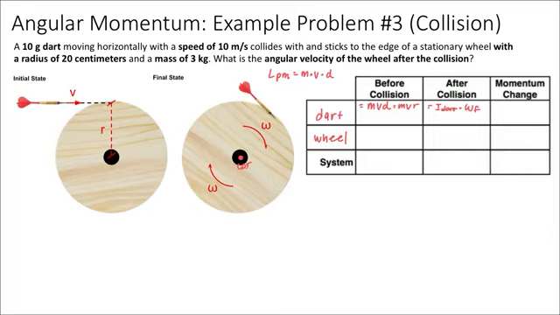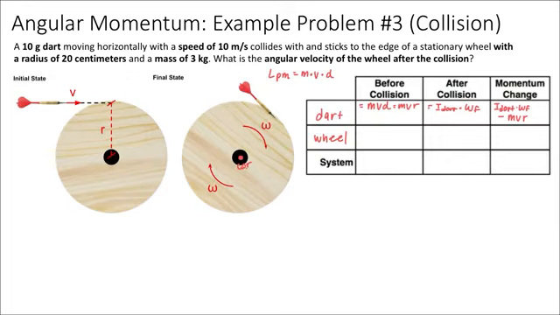That's what I'm looking for in this problem. I'm looking for that omega final term. And so I already see it there. That's a good sign. And the momentum change of the dart here is just going to be equal to this, after collision minus before collision. So I've just subtracted the term in the before box from the term in the after box.